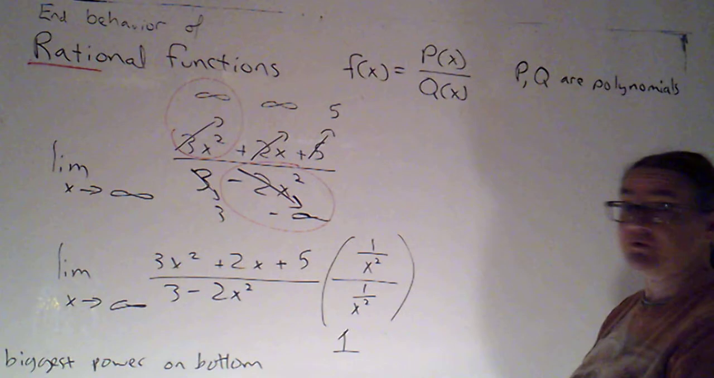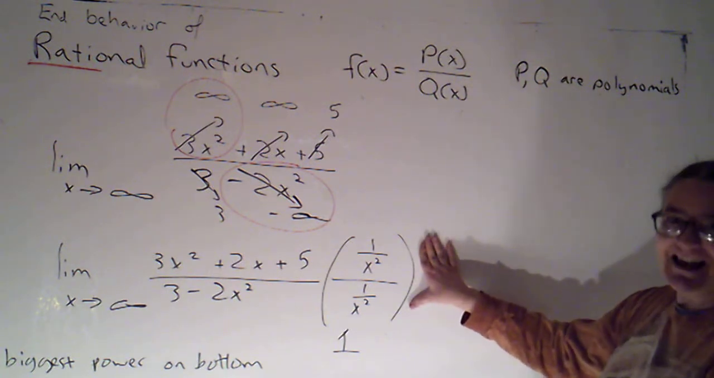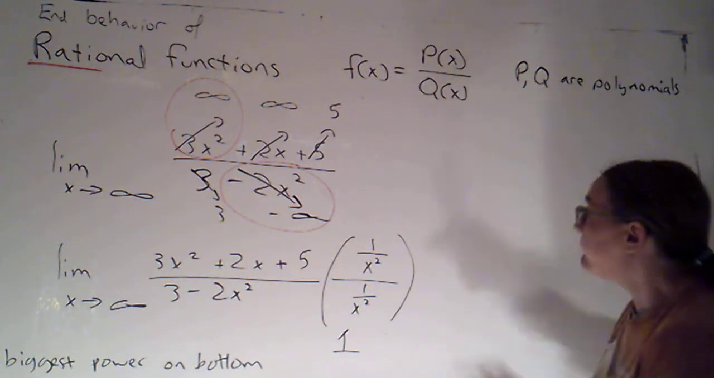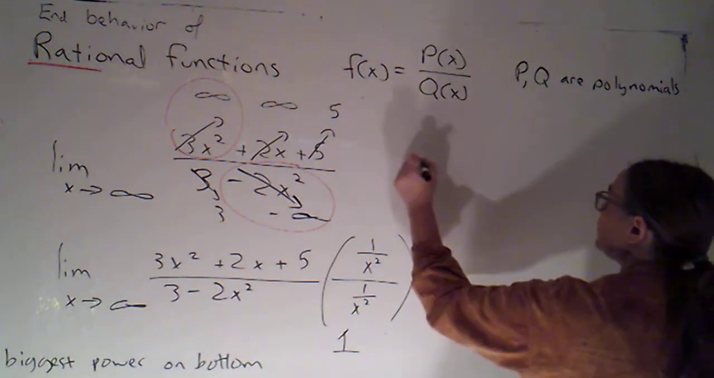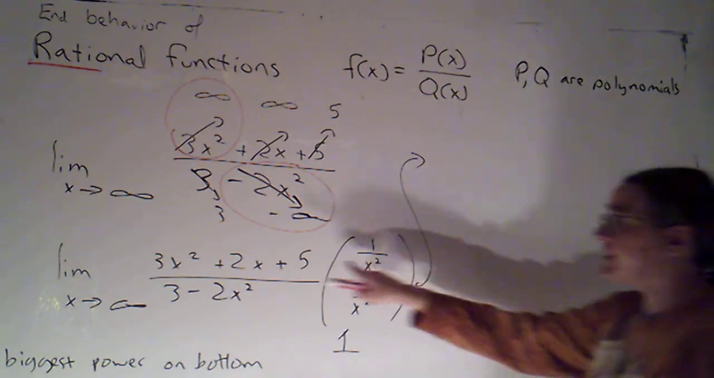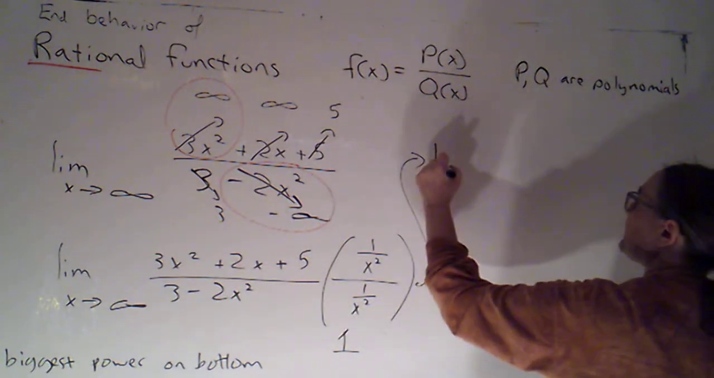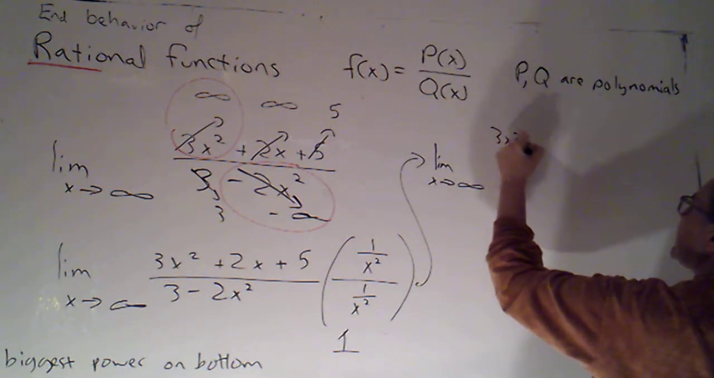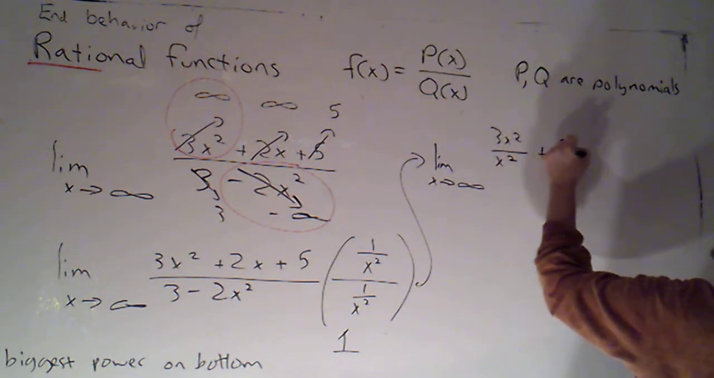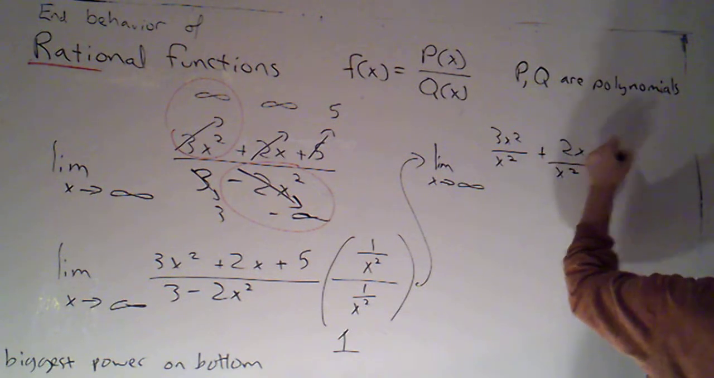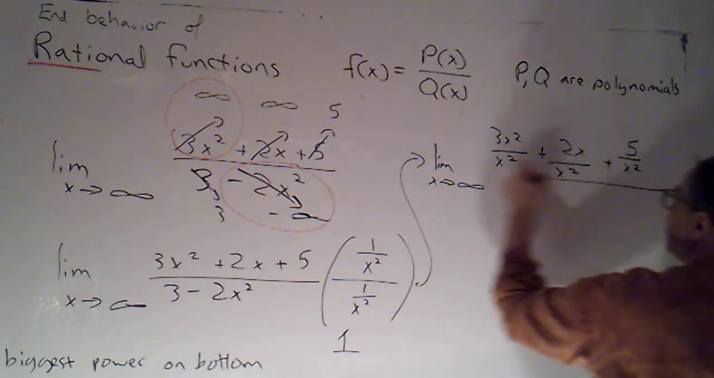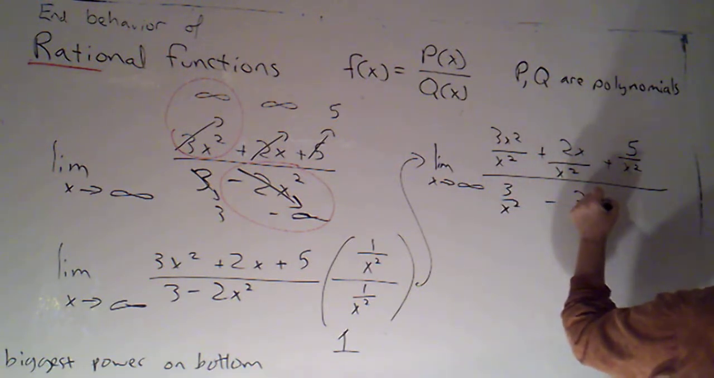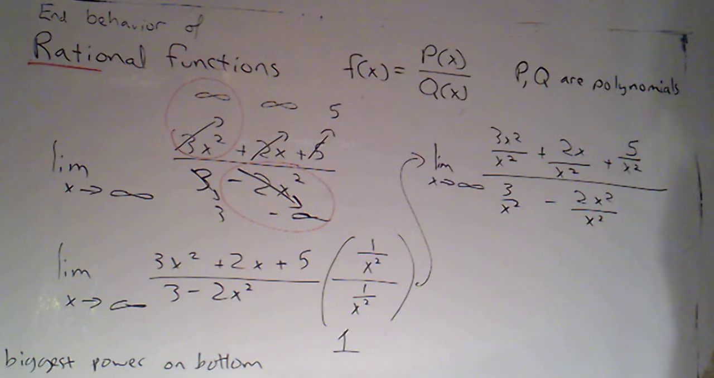If we are going off to infinity or negative infinity, we know x isn't 0, and so we can use this strategy. Now, of course, what we've got to do then is just distribute this 1 over x squared to each piece on top and bottom. So we'll get the limit as x goes to infinity of 3x squared over x squared plus 2x over x squared plus 5 over x squared, all over 3 over x squared minus 2x squared over x squared.